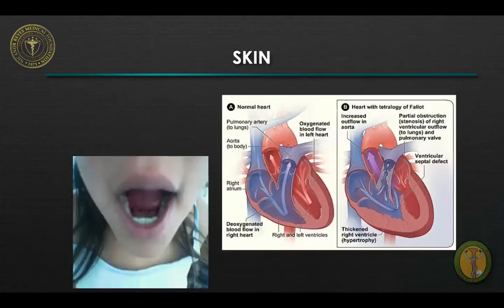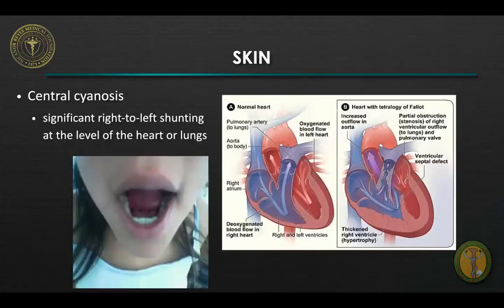We will now go through the different systems and identify signs for cardiovascular diseases. For the skin, central cyanosis occurs with significant right-to-left shunting at the level of the heart or lungs, allowing deoxygenated blood to reach the systemic circulation.